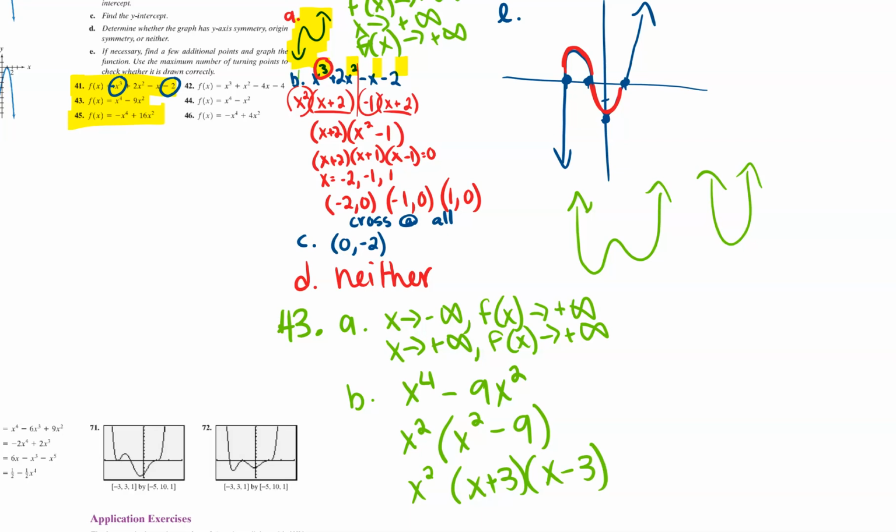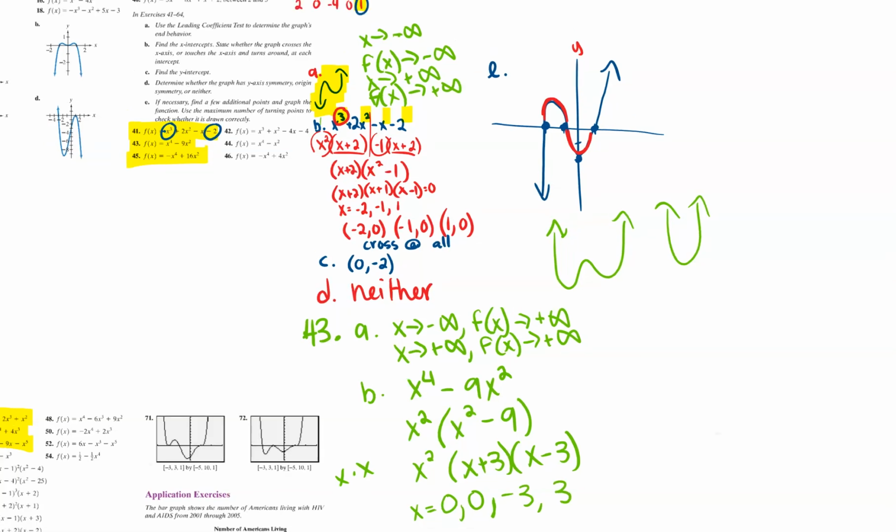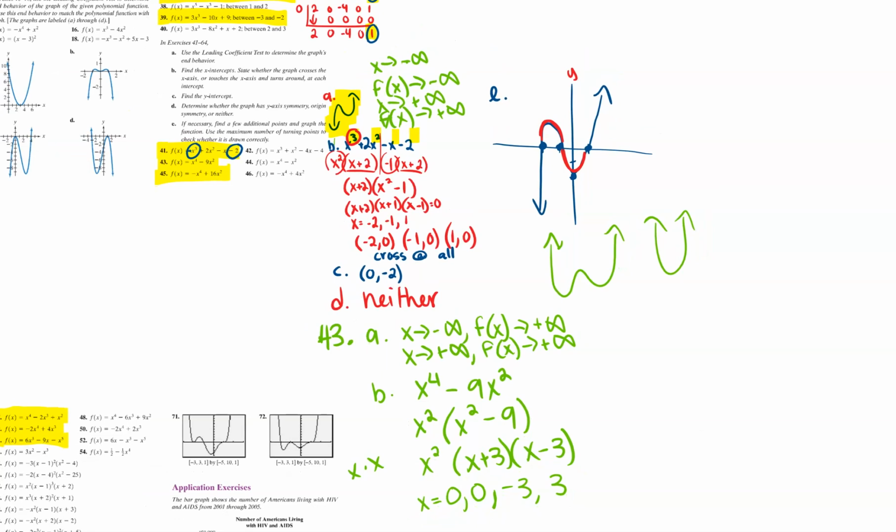And then set each factor equal to 0. So I end up getting x equals 0. And I get that twice because this is x squared, so that's the same as x times x. So I get 0 twice. You could write that as a repeated root, or you could actually write it out twice if you want. And then here I get negative 3 and positive 3. And it was a 4th degree, so I should get 4 zeros. So it makes sense, hopefully, that I have a repeated root here.